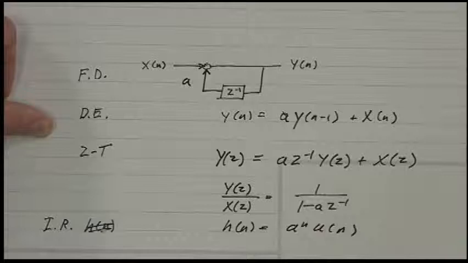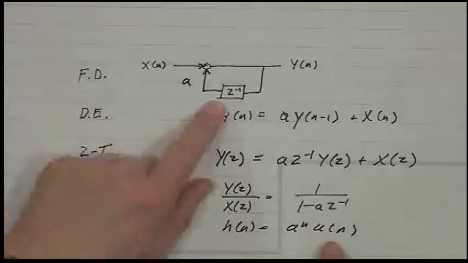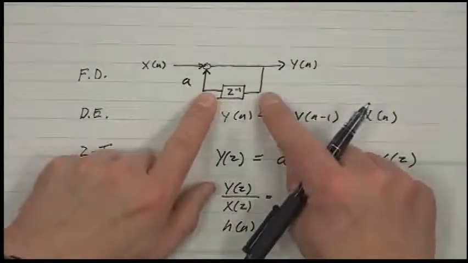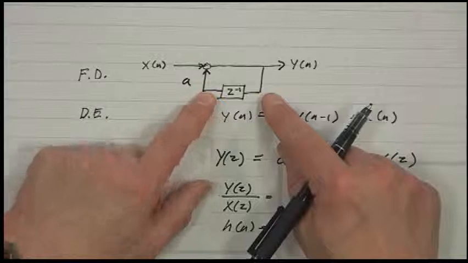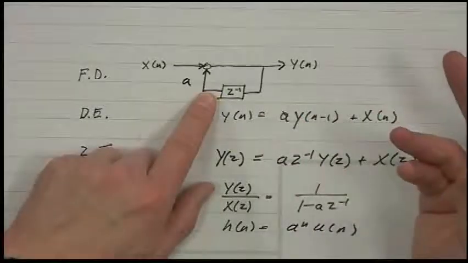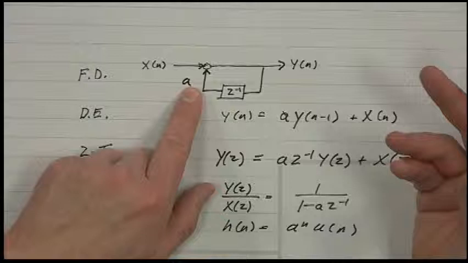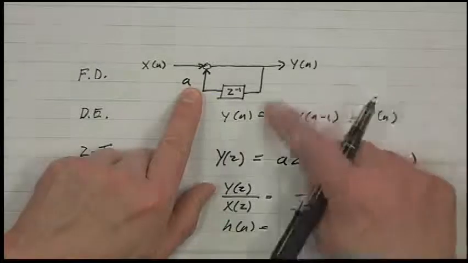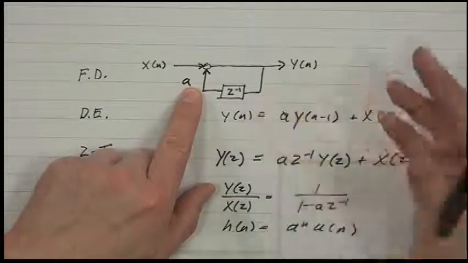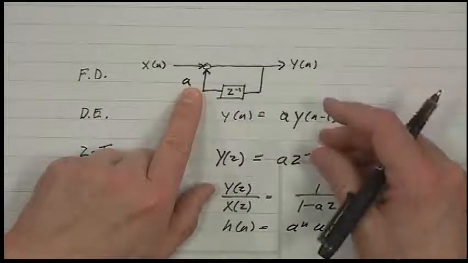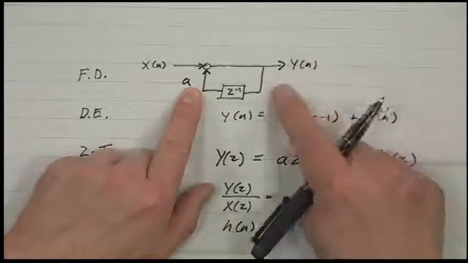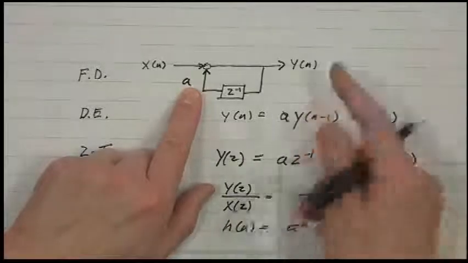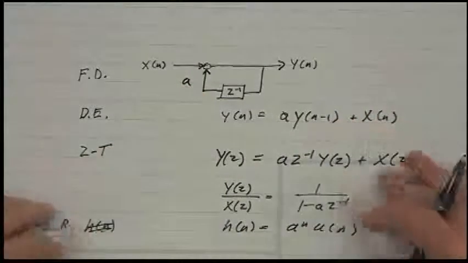So that's the stable. When you draw this, people always assume that you want to get the causal response of this. So if a has a magnitude greater than 1, then this system will be unstable, because they always assume you want the causal response. The assumption is you're usually going to implement this in some DSP system, so you'd want the causal response. But you could take the non-causal response, too. It's equally valid.